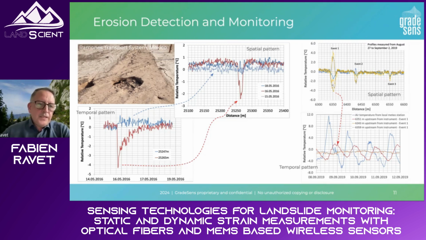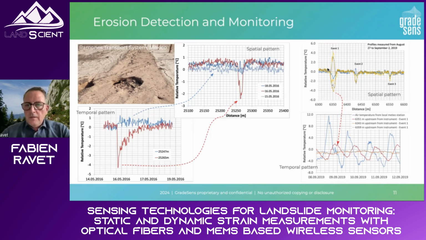So we see an example on the left of erosion that occurred after a heavy rainfall. The soil was excavated by the water flowing, and we could see in the temporal pattern a drop in temperature and then a return to the ambient temperature in the ground. And that event has as well a spatial extension of a few meters. So as in the other two examples, we can have information on the position of the event, on the severity, and on how it has evolved over time.